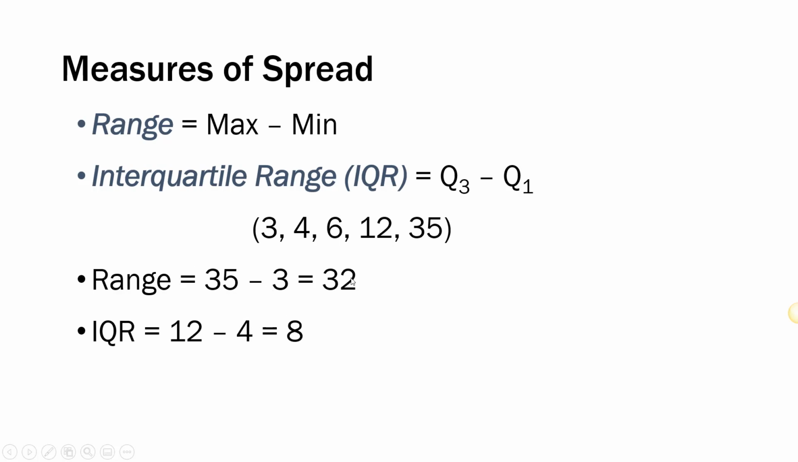The range is obviously going to be affected by outliers, because if there's outliers, then the min or the max would be an outlier, or maybe even both of them would be outliers. So oftentimes that's why we like to look at the IQR, because it is not as affected by outliers, because we're just looking more into the interior of the data. And the IQR tells us, okay, the middle 50% of the data had a spread of 8 values.